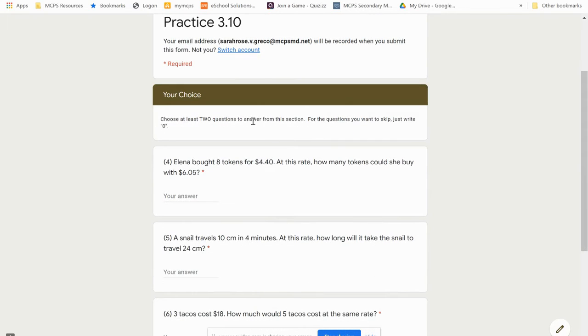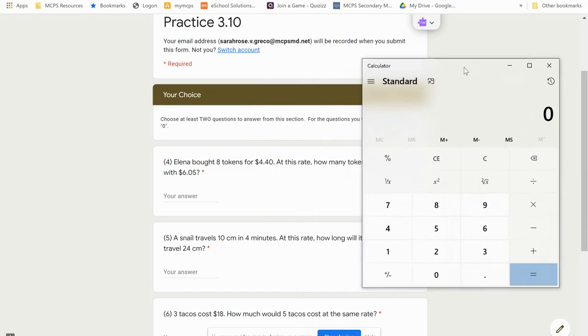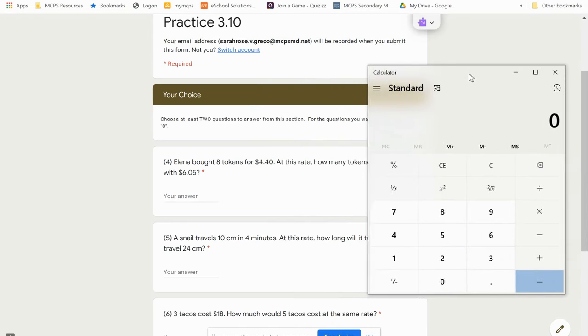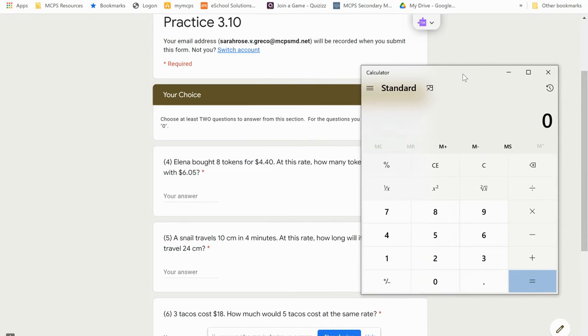Choose at least 2 questions to answer from the selection. For the questions you want to skip, just write 0. Elena bought 8 tokens for $4.40. At this rate, how many tokens could she buy with $6.05? She bought 8 tokens for $4.40.